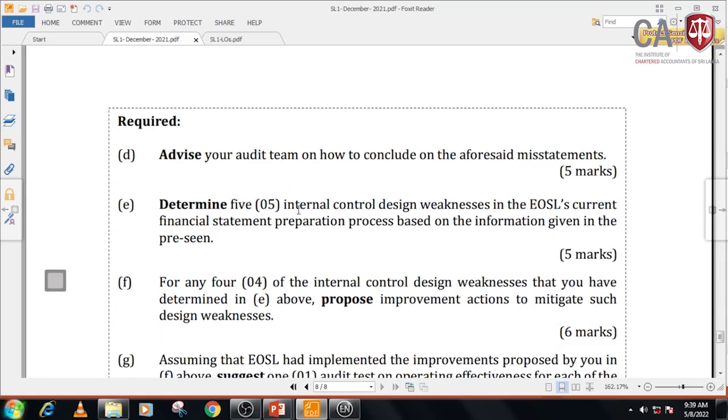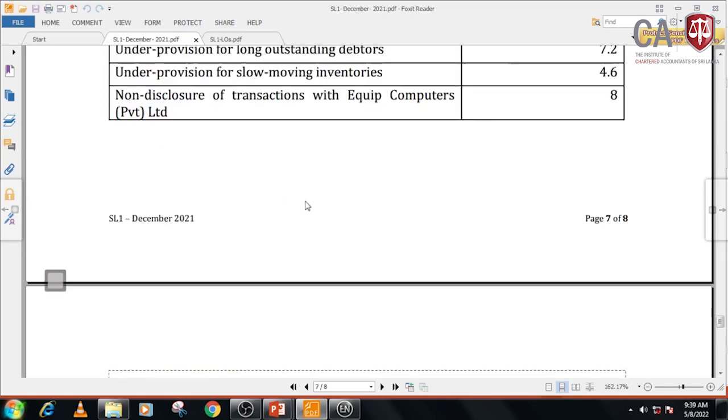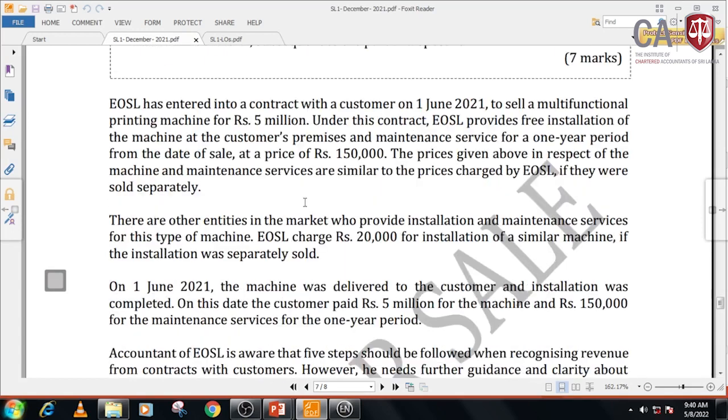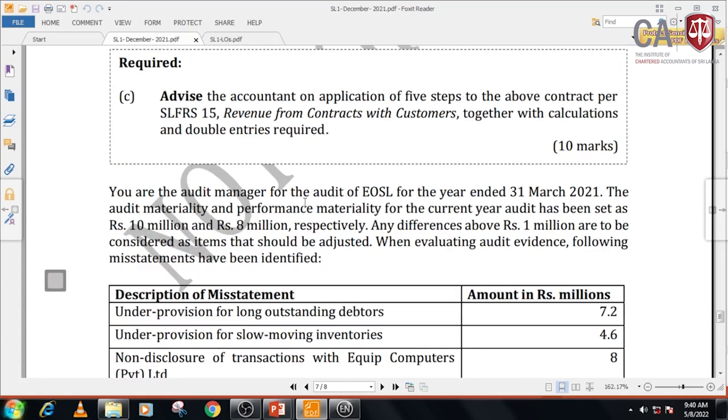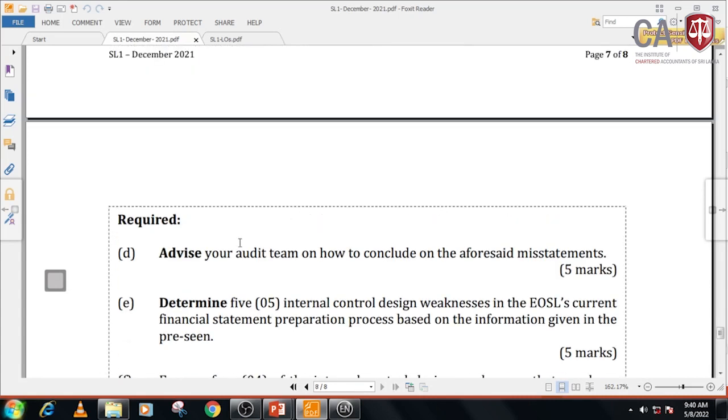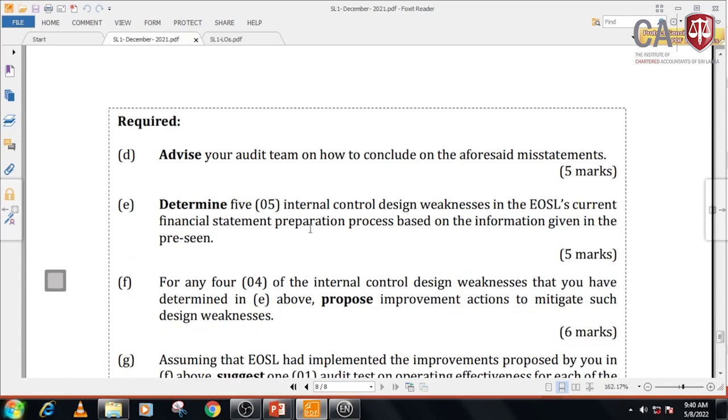And then the questions section, I wanted you to go to the question section, right. So far these consolidation questions, one question on materiality that comes to 5 marks, advise your audit team on how to conclude about the misstatement. Now they are talking about audit here, right. That is why I said governance and audit. So 5 marks allocated on materiality, and this is the question we expected.